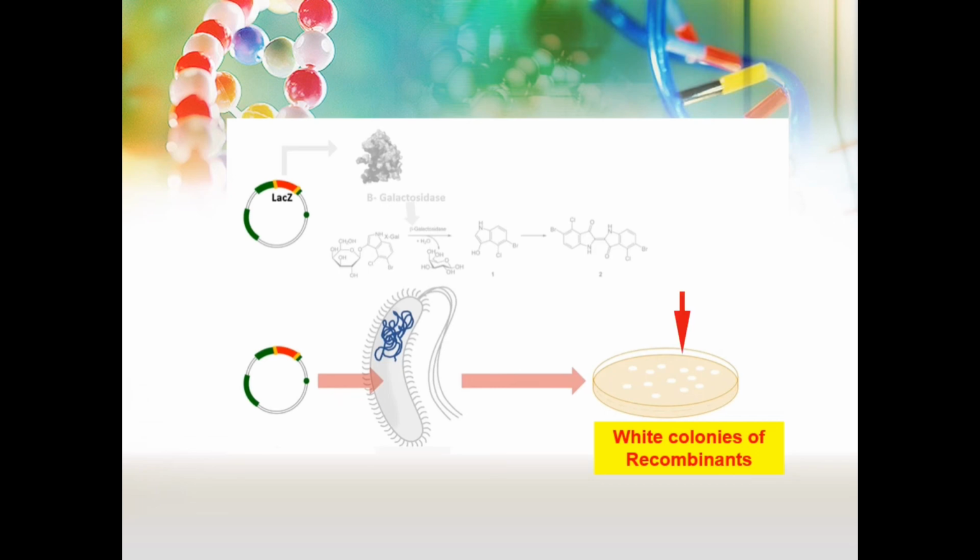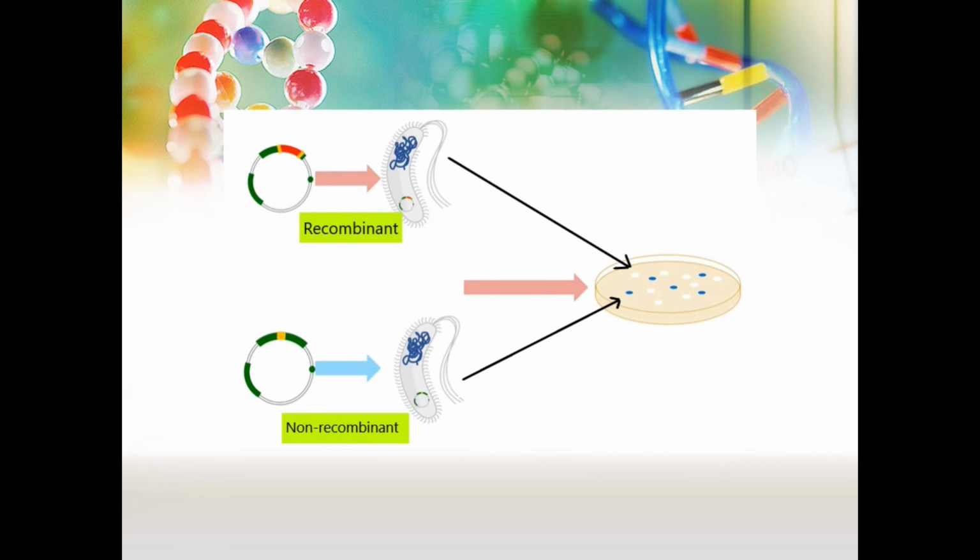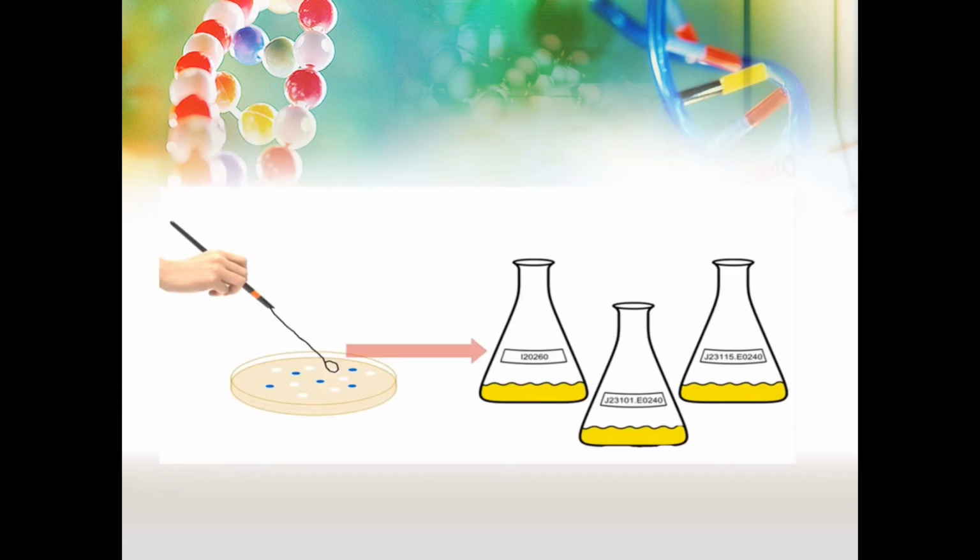Here, when the non-recombinant plasmid transforms the bacteria, such colonies are blue in color, whereas when the recombinant plasmid transforms the bacteria, those bacteria will form white colored colonies. So we can pick up the recombinant white colored colonies from the Petri plate and subculture them to grow the recombinants on a large scale. So this is how this alternate method of selection of recombinants makes our work easier.